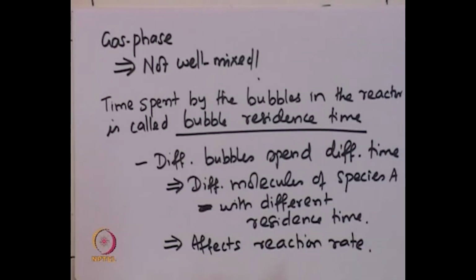It is important to note that RTD affects the conversion, but does not affect the intrinsic reaction kinetics. Why is that? Because the reaction rate is a function of the available surface area, and the available surface area depends upon the amount of time spent by the bubbles inside the reactor. So, if different molecules of species A have different residence times, that is clearly going to affect the extent of the reaction and the reaction rate. And therefore, it is important to consider this aspect of different bubbles having different residence times in the model analysis.